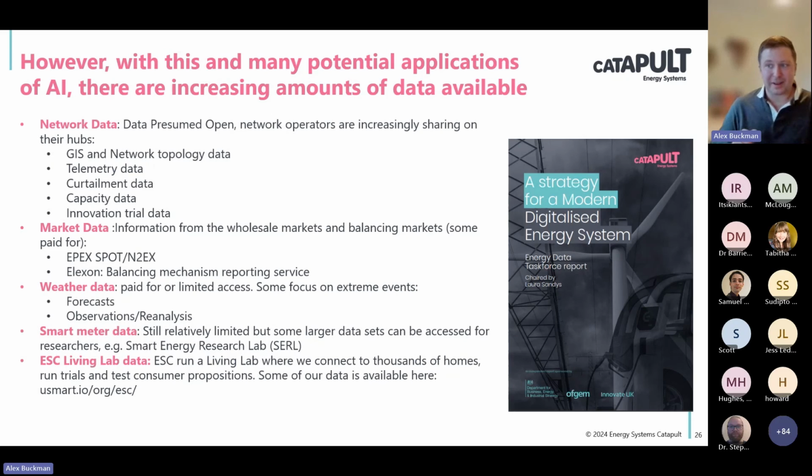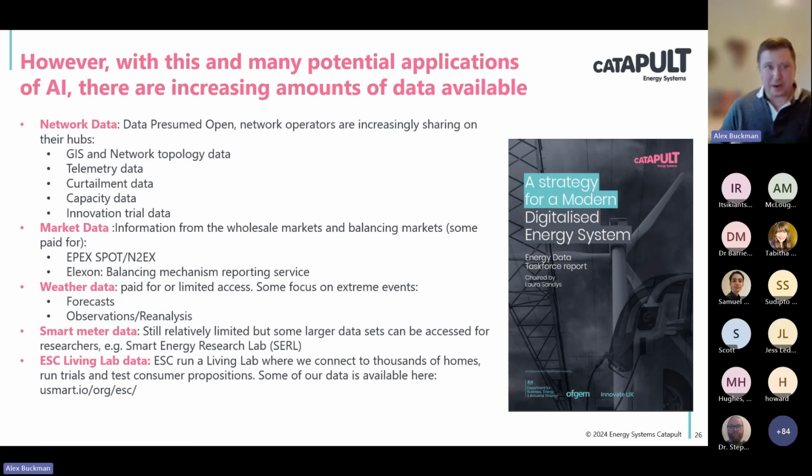You've got the Electron balancing mechanism reporting service, and you've got EPEX Spot and N2EX, and then you've got weather data. You can either pay for this or you can get limited access, depending on what you're doing. And that's forecast, but then observations and reanalysis.